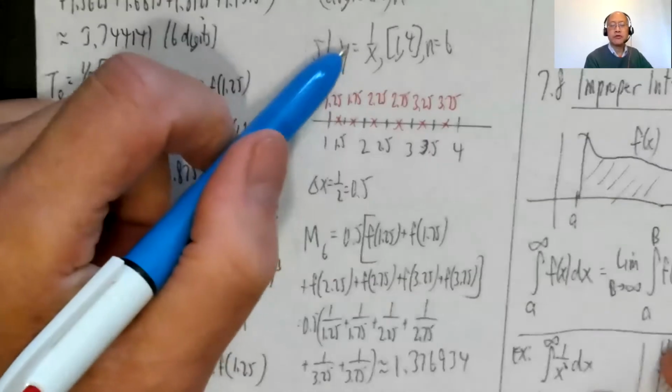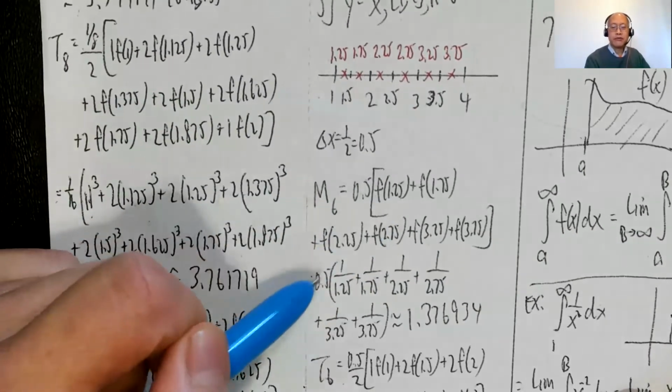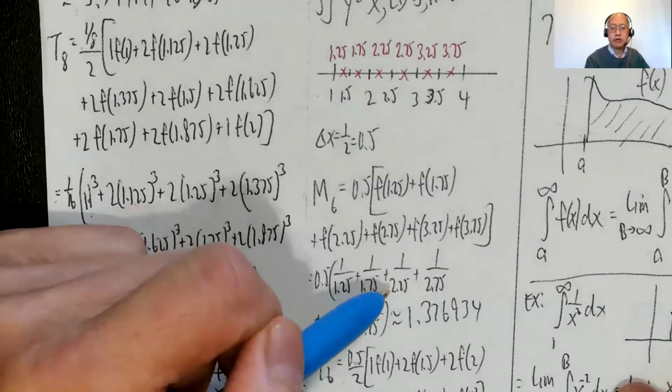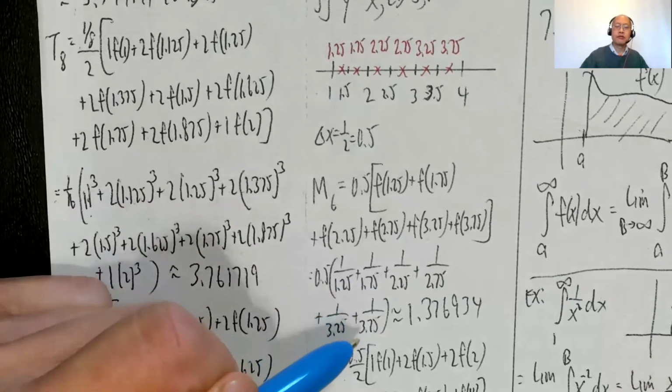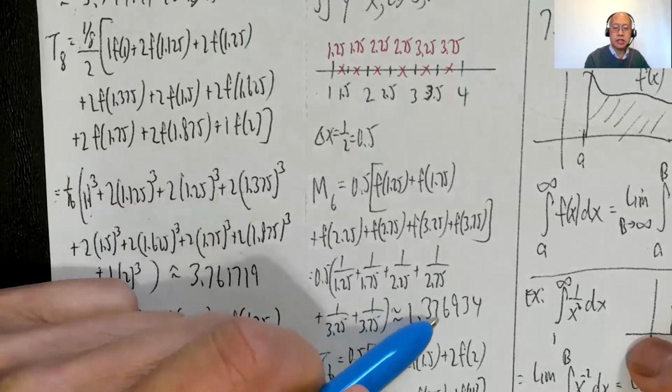Okay? And I plug into the function, which is the reciprocal function. So it's simply 0.5 times 1 over 1.25, 1 over 1.75, 1 over 2.25, and so on, up to 1 over 3.75. Add them all up, punch it in the machine, 1.376934.